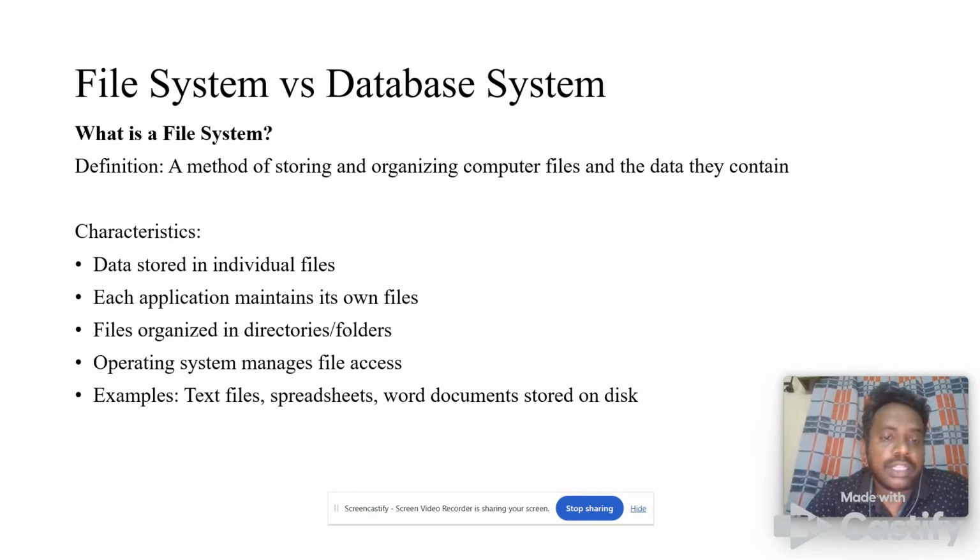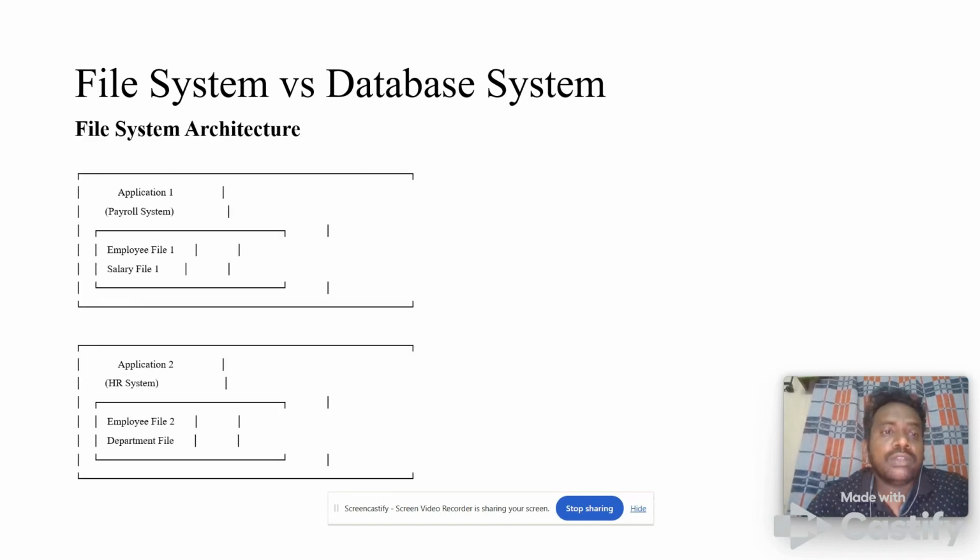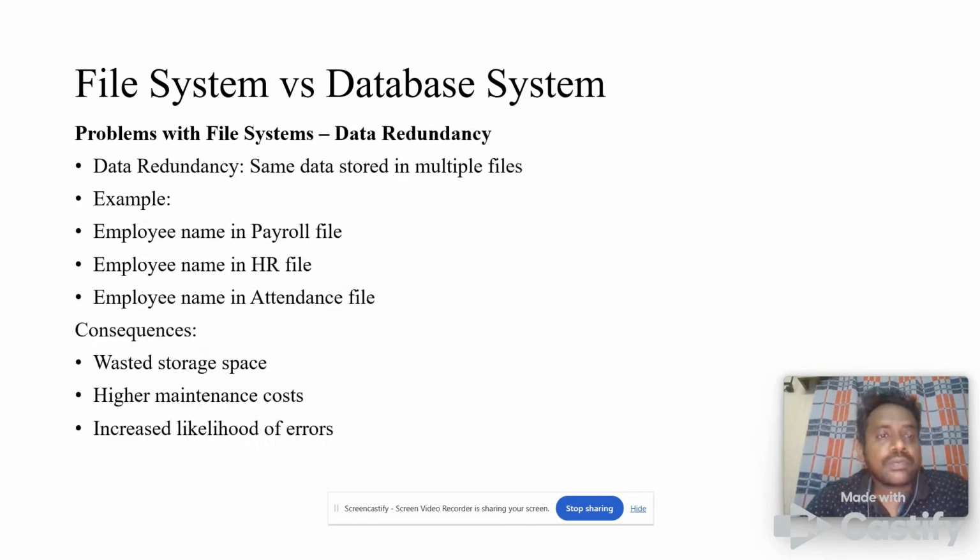Here we can see some examples. We already know what a text file is, like organizing text files, spreadsheets and Word documents, which are stored on your normal disk drives. That is simply how you store different files within a particular folder in your system. So this is a normal file system architecture, for application one and application two.